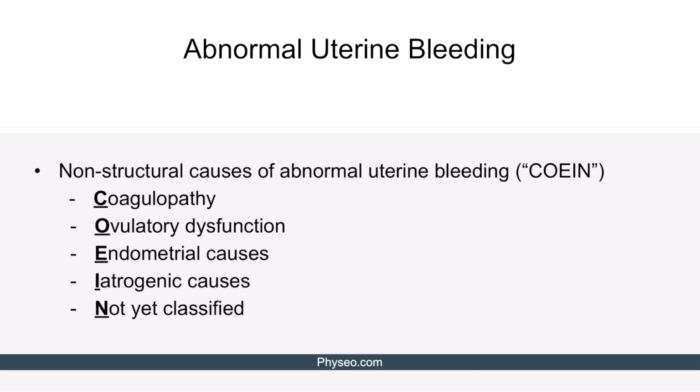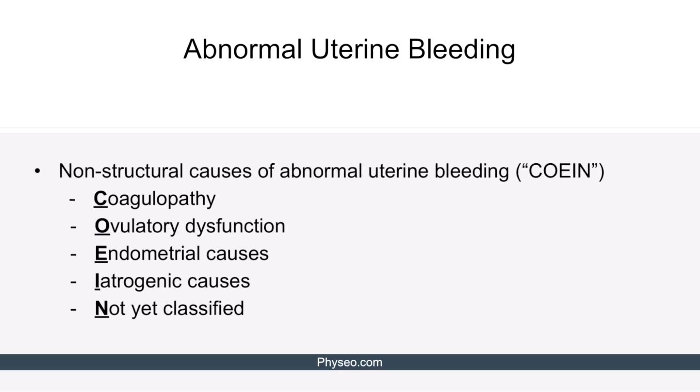Now let's talk about non-structural causes. You can remember this using the mnemonic COIN. So let's start with C, coagulopathy. Coagulopathy, especially disorders of secondary hemostasis, can cause heavy menstrual bleeding. For example, von Willebrand disease is one of the most common inherited disorders that actually cause heavy menstrual bleeding.